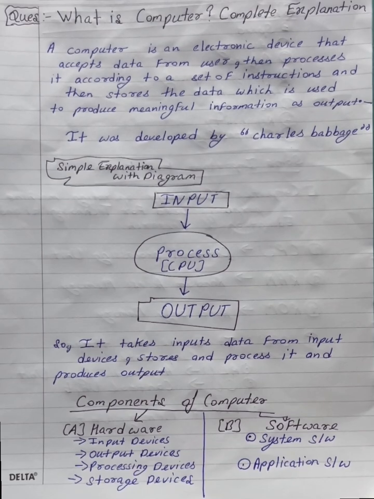Now, let's first talk about hardware. So, hardware refers to all the physical parts of a computer that can be seen and touched, and these components work together to perform various operations. Without hardware, a computer system cannot exist physically. For example, the keyboard, mouse, monitor, CPU, printer, and hard disk are all hardware components because they are tangible objects.